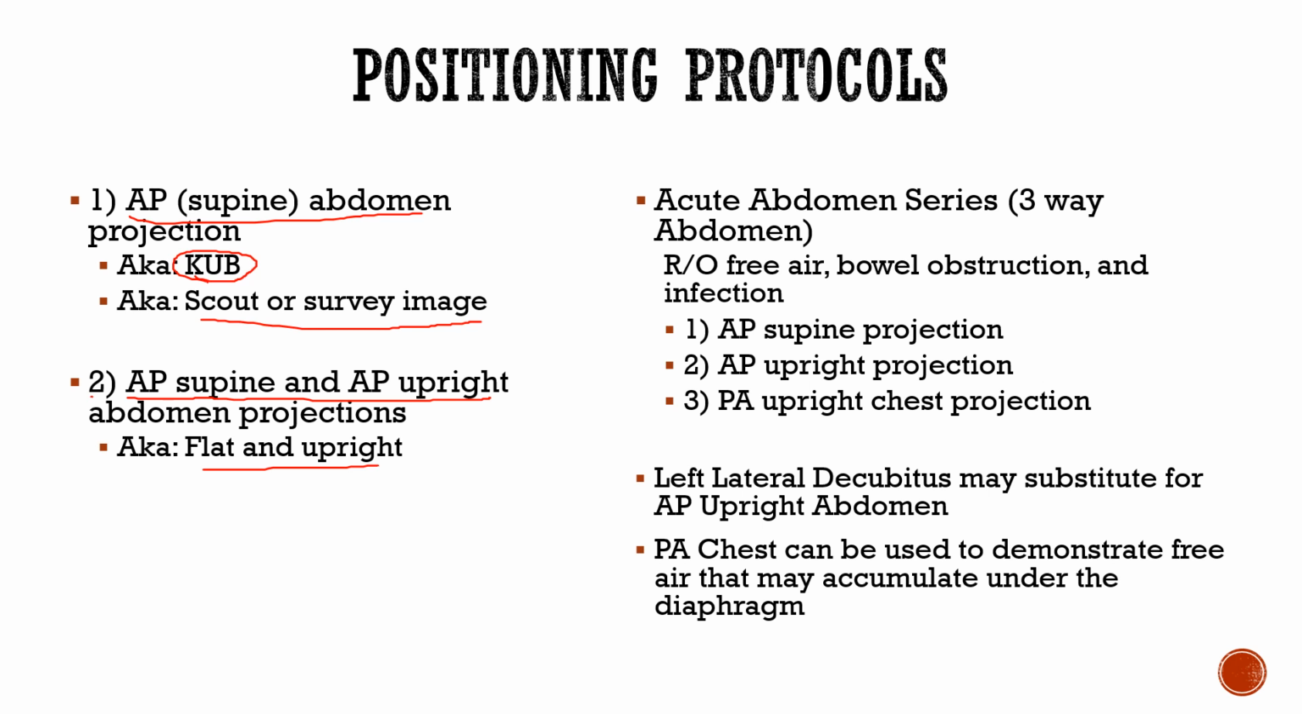It's option 2. Sometimes we do an acute abdominal series or 3-way abdomen to rule out free air, a bowel obstruction, and infection. So that would be AP supine position, AP upright, and a PA chest. And you can always substitute the left lateral decubitus for the AP upright abdomen. And the purpose of, by the way, why we do the PA chest is that we can look at the air that accumulates under the diaphragm.